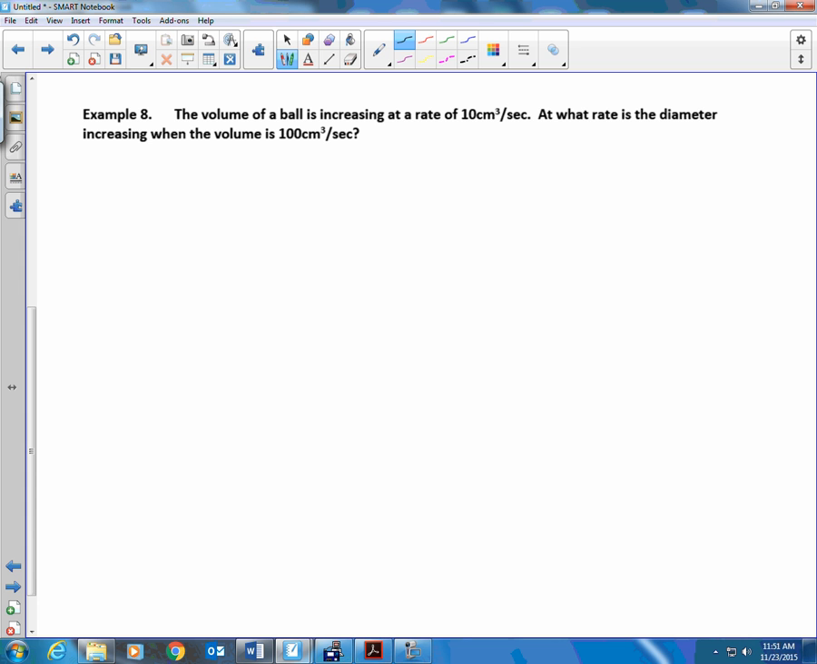All right. Volume of a ball is increasing at a rate of 10 cubic centimeters per second. At what rate is the diameter increasing when the volume is 100 cubic centimeters? It shouldn't say 100 cubic centimeters per second. It just is 100 cubic centimeters. So one change I need to make for next year. Won't be the last.